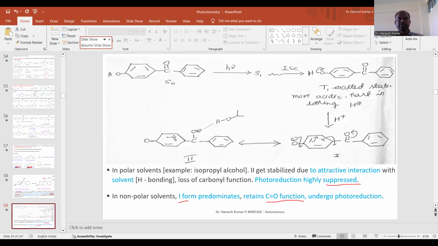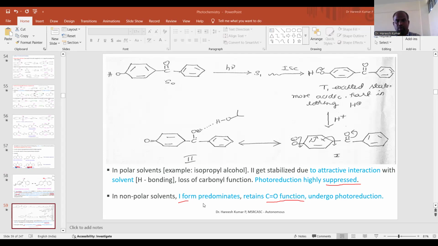In the next slide, I'm taking one example. The example is ortho-hydroxybenzophenone. On irradiation from the ground state, it will give you a singlet, and this singlet undergoes intersystem crossing, forming a triplet. The triplet loses the proton, forming a resonance form. The obtained resonance form is more of the enol form. That's the reason in polar solvent, hydroxybenzophenone suppresses the photoreduction.